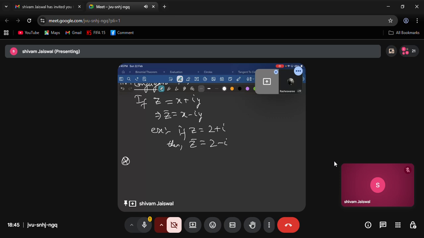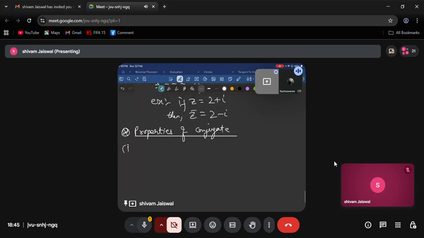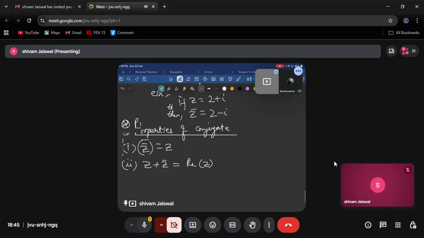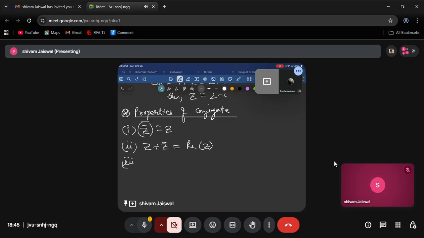Next, properties of conjugate. So let us see. Number 1, z bar whole bar will be equal to z only. We are taking conjugate twice. Number 2, what is z plus z bar? You see, you add, you will understand: 2 plus iota plus 2 minus iota will be equal to 2 times 2. So z plus z bar is 2 into the real part of z. And what is z minus z bar? 2 times iota times the imaginary part of z. Right, so now are you getting?